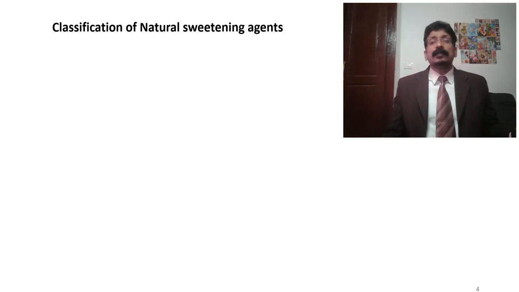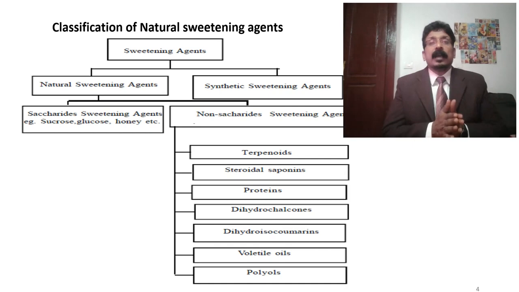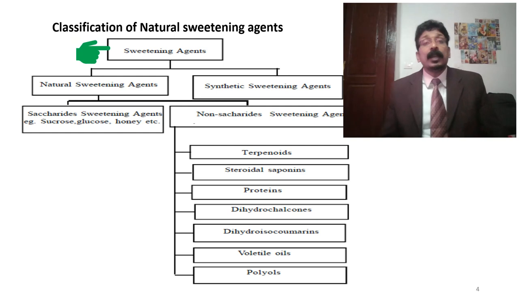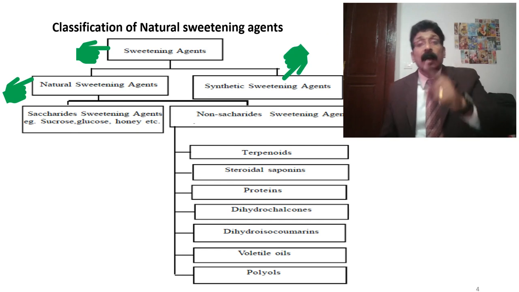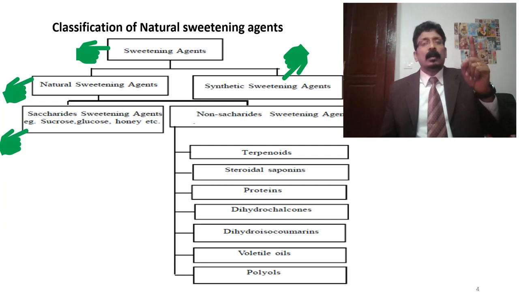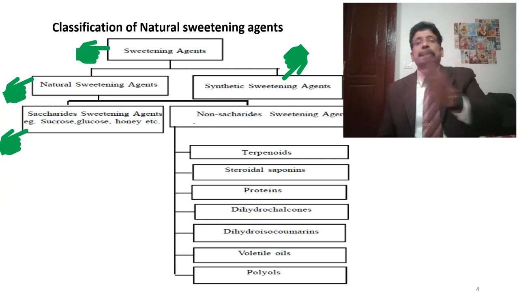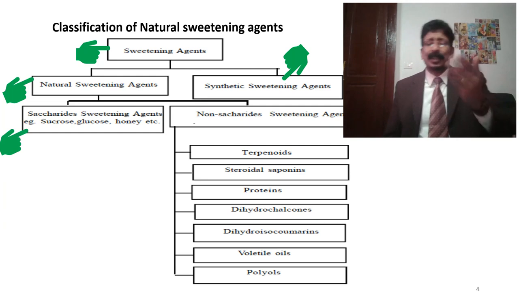Classification, you see the classification here in the slide. Sweetening agents, first it can be divided into two. One is natural sweetening agent and the other is synthetic sweetening agent. And in synthetic, we are not concentrating; you just keep it idle. There are many, we are keeping it idle.